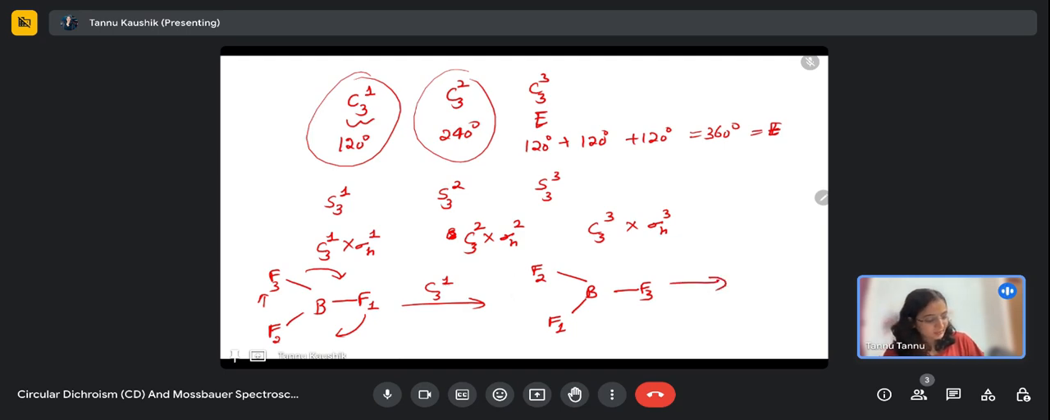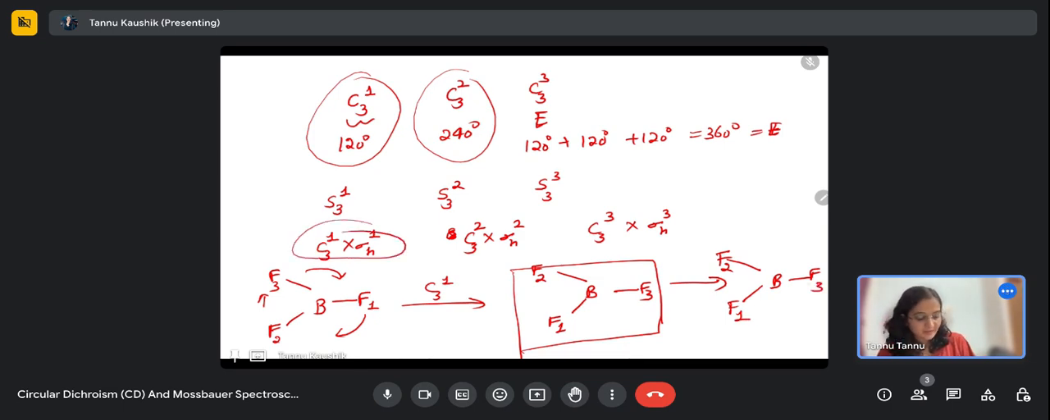Now, the plane perpendicular to C3 is the molecular plane, which is the plane of the board. So, you will get the equivalent configuration. You can't differentiate between the fluorine atoms. So, whether it is fluorine 1, 2, or 3, it is going to be an equivalent configuration. So, it is clear that this S31 is present in the molecule.